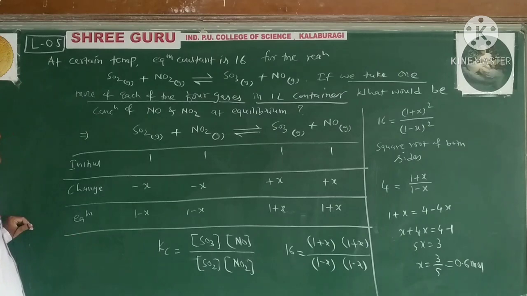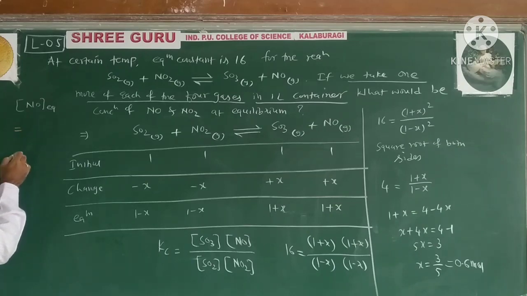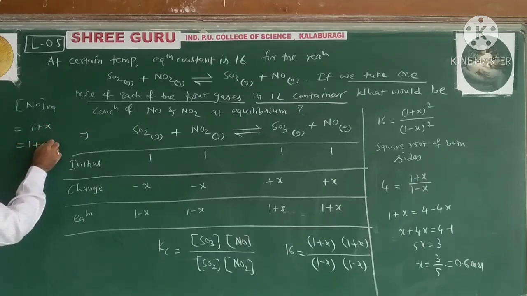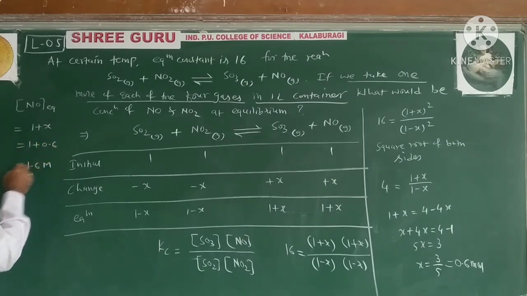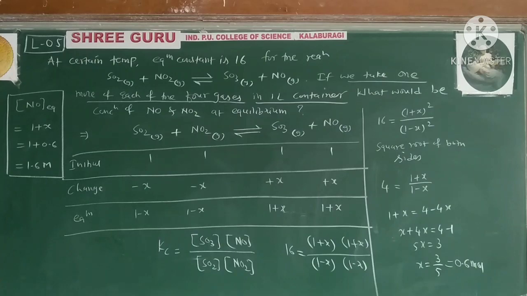Now they have asked the concentration of nitric oxide at equilibrium, which is 1 plus x, 1 plus 0.6, 1.6 mole per liter is our answer. And also they have asked the concentration of nitrogen dioxide at equilibrium, which is 1 minus x, 1 minus 0.6, and this is 0.4 mole per liter.